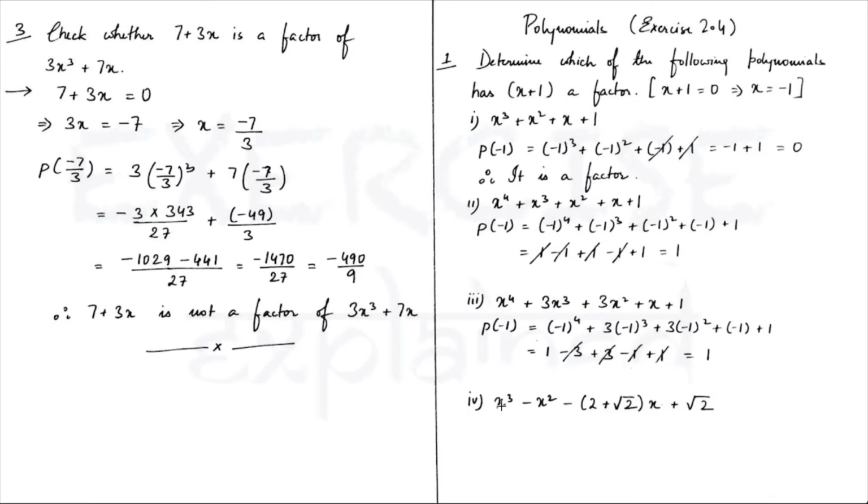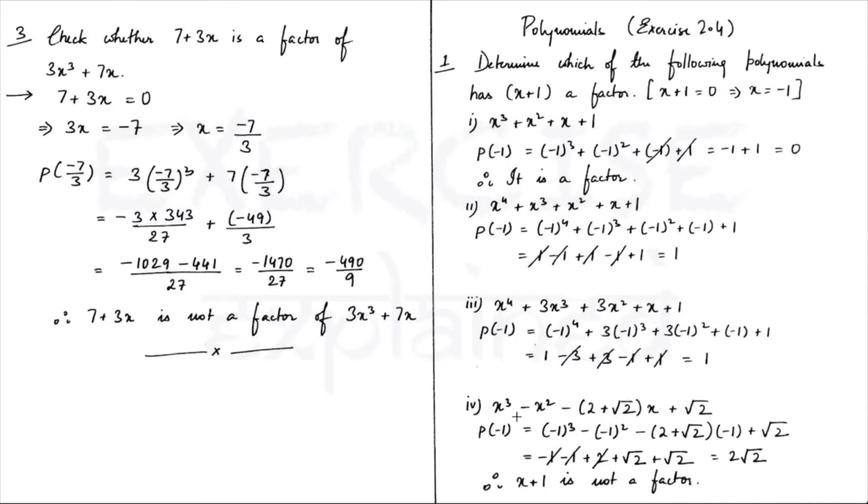Coming to the next question, x cube minus x square minus in bracket 2 plus root 2 x plus root 2. So again I'll be substituting minus 1. As I substitute, minus 1 cube minus of minus 1 square minus 2 plus root 2 into minus 1 plus root 2. So minus 1 cube becomes minus 1. Minus of minus 1 square: now minus 1 square becomes plus 1, but that is multiplied by minus, so that becomes minus 1.